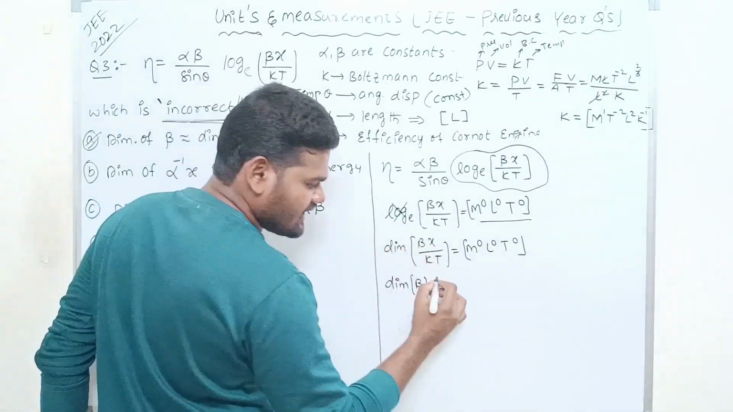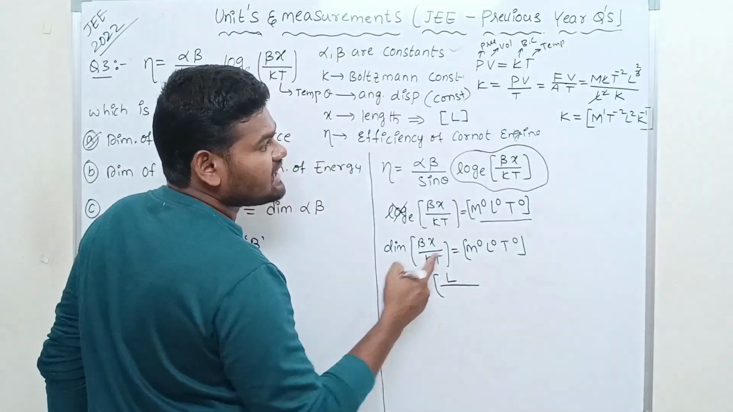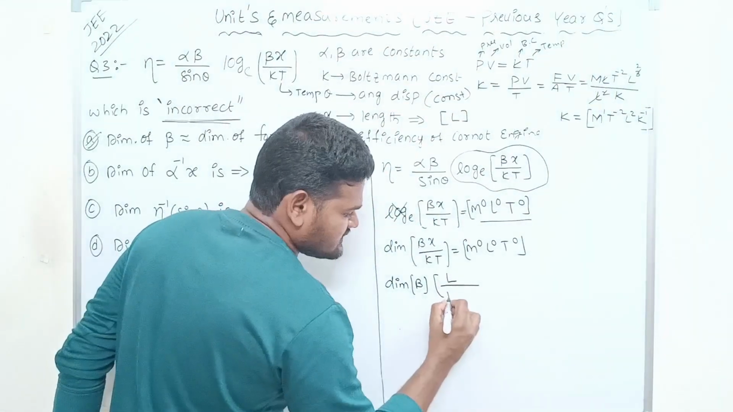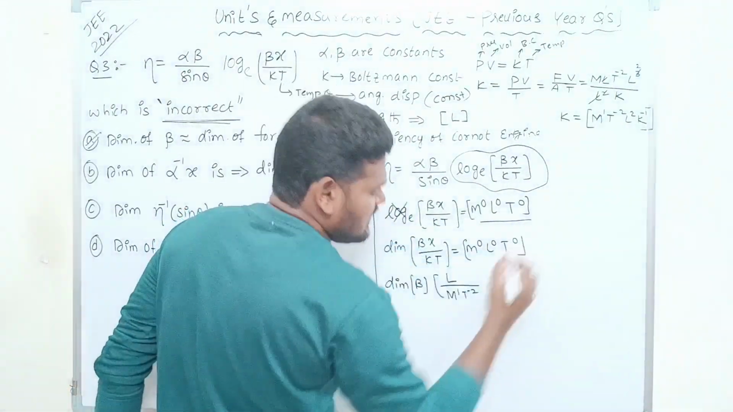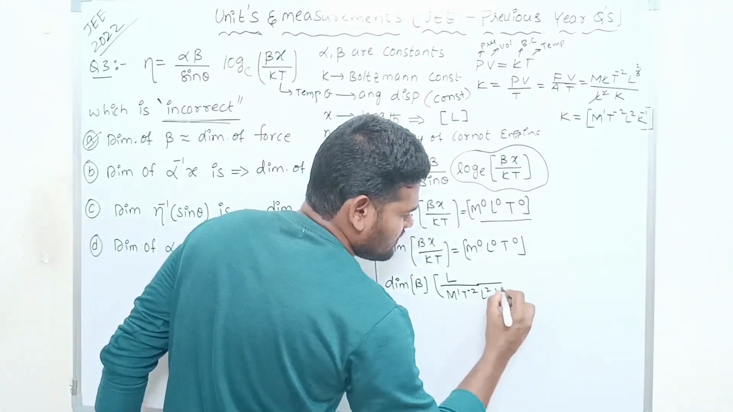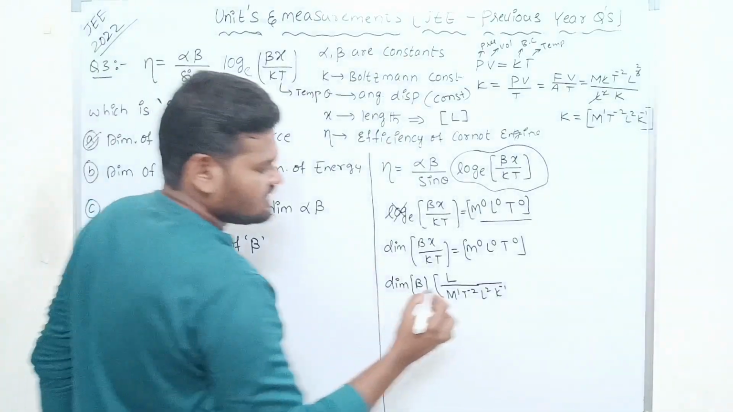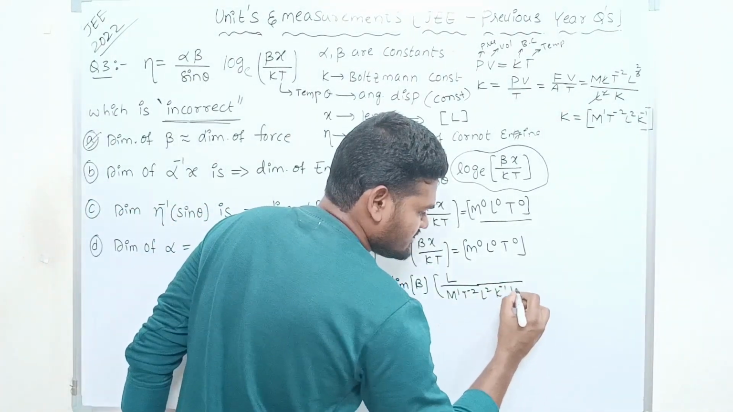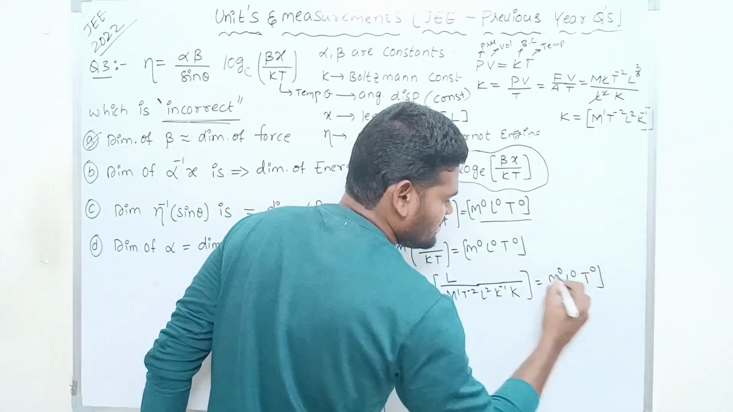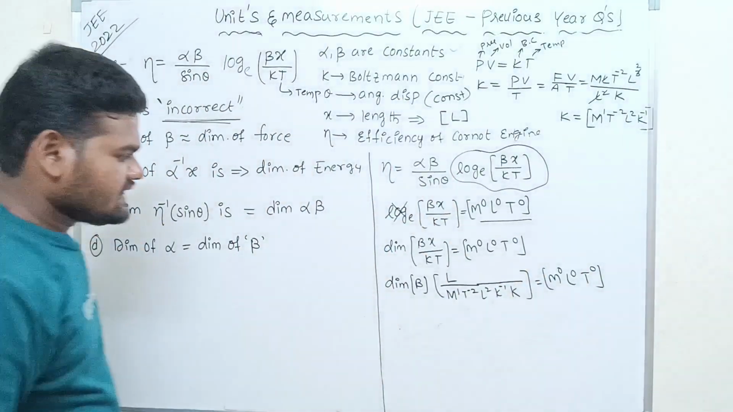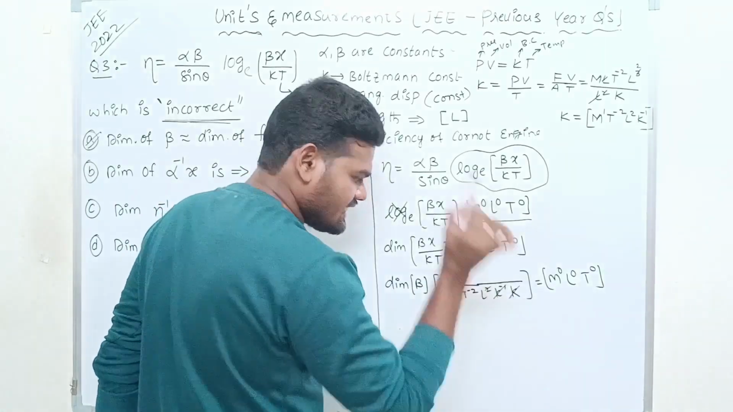So what is the dimension of x? The dimension of x is nothing but L divided by k. What is k? Boltzmann constant. What is its dimensional formula? M power 1, T power minus 2, L power 2 and K power minus 1. What is T here? T is nothing but temperature. So the dimensional formula for temperature is capital K. Any terms get cancelled here? L gets cancelled out, K inverse and K get cancelled out.